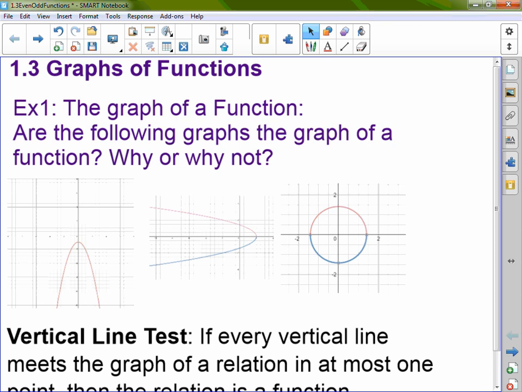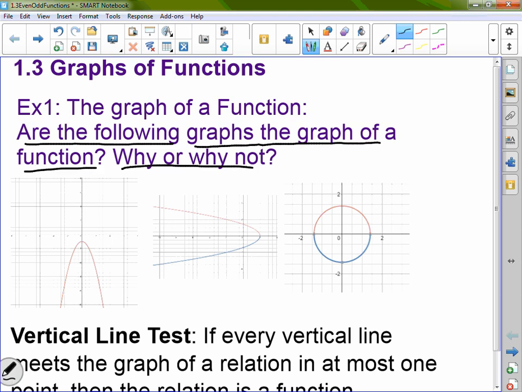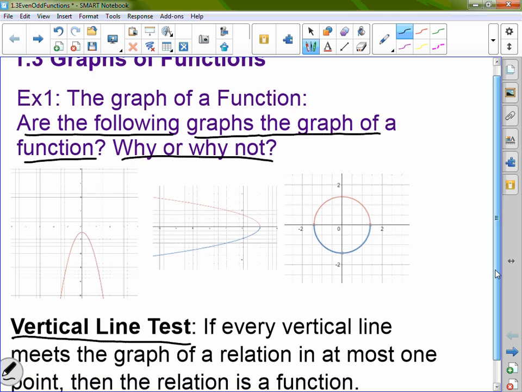So this first example here, we talked about this last time. We talked about what makes something a function or not a function. So it says, are the following graphs the graph of a function, why or why not? So last class we talked about this thing called the vertical line test. Let me scroll down just a little bit.